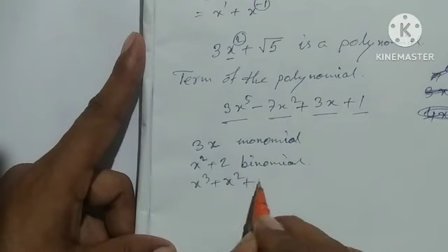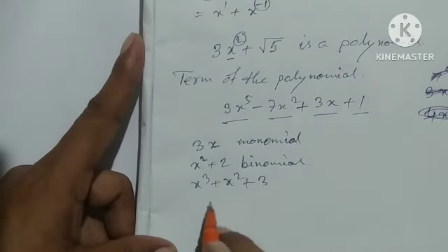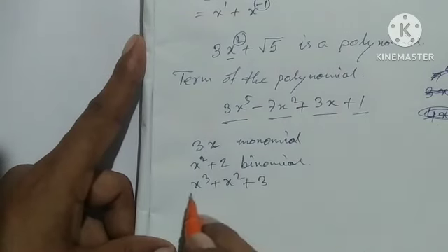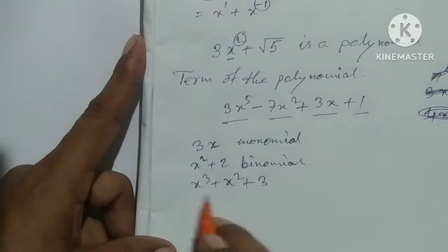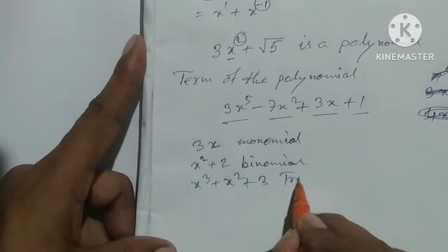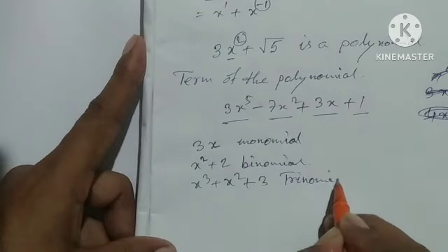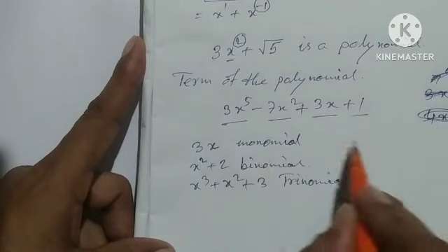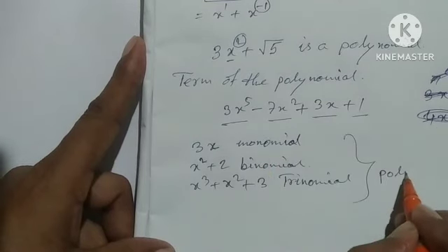x cube plus x square plus 3. For this example, here 3 terms are there, so it is called a trinomial. But remember, all these are polynomials.